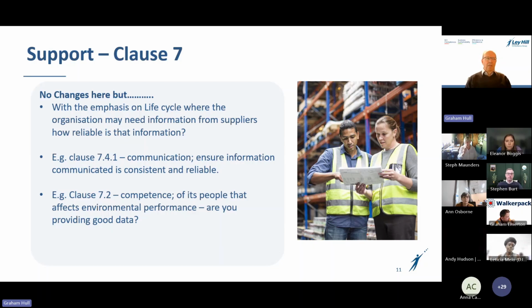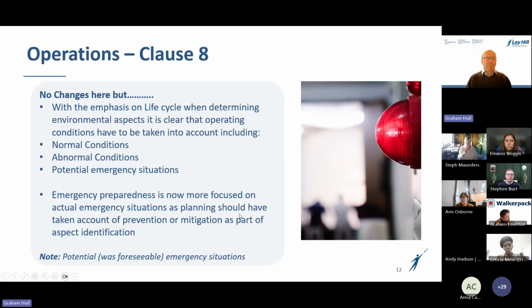And data's the important thing here, because even your own people, the competence of your own people, will affect the way your management system actually operates. Are you giving them the right information? So have you got the right, reliable, consistent data to give back to your people or to anyone else in the interested parties who asked for it?